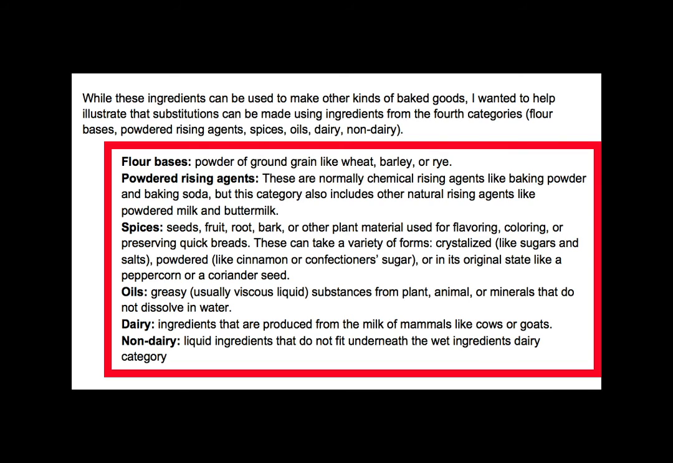Dairy is the next category down under the wet ingredients side. Those are ingredients that are produced from the milk of mammals like cows or goats. And then the last category is non-dairy. Those are liquid ingredients that don't fit underneath the dairy category because they don't have milk from mammals.